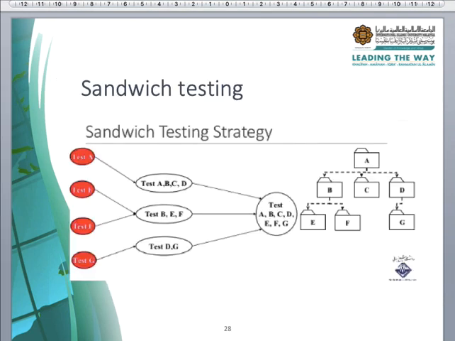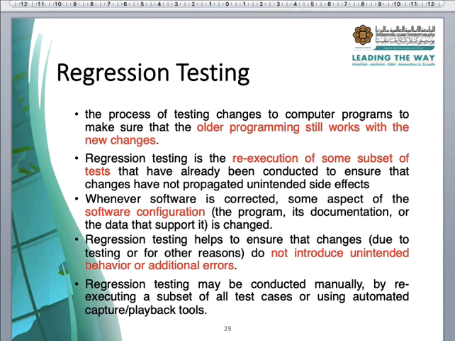So this is how it looks. You see that it tests from A here and also tests from the bottom, which is E, F, and also G. Okay, so that's how it works. We test from top to bottom and from bottom to up. Okay, so then we will see regression testing.